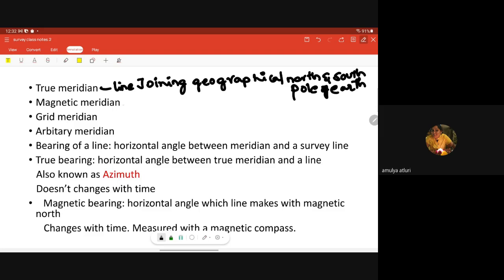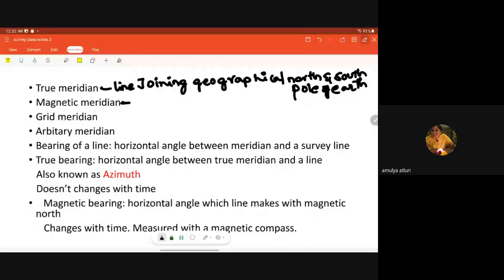So what is magnetic meridian? It is the direction showing the magnetic north when suspended freely. It shows magnetic north when suspended freely.